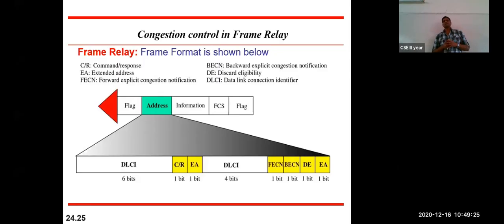After the flag, the next field is always address. In HDLC it is address, in PPP it is address, and here in frame relay it is address. The sender's and receiver's address is present there. Before the ending flag, the field is always the error detection and correction field, FCS, frame check sequence. Did anyone until now see any other fields in the first 2 and the last 2 positions apart from these 4?